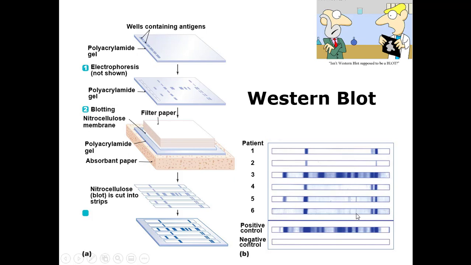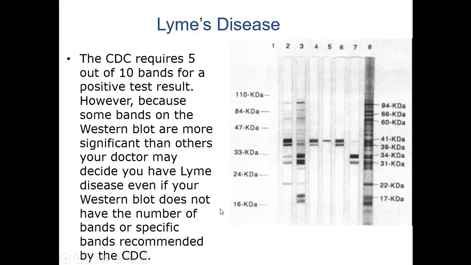So again, here's another one. Yes, CDC requires 5 out of the 10. We've got the first column as our negative control, the 8th column is our positive control. Out of our patients, 2, 3, 4, 5, 6, and 7, who has Lyme's disease? Well, we're looking for at least 5 bands, definitely 3, as well as 2.